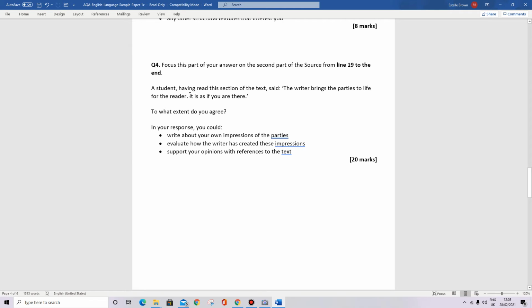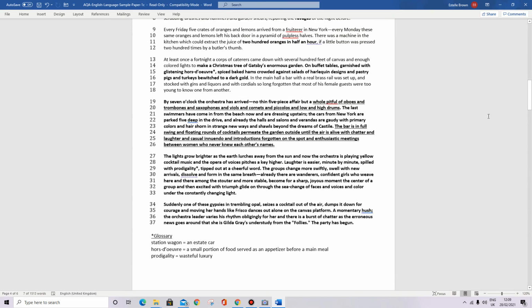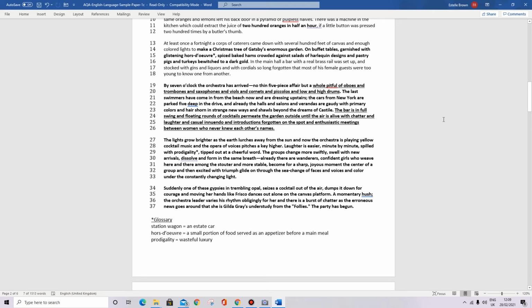So it brings the parties to life. It is as if you are there. Okay, so if you were there, you wouldn't just be able to see, you'd be able to hear, you'd be able to smell, and the atmosphere would be apparent to you, and any details that give you that sensory input, so what you'd be able to see, hear, smell, feel, taste, all of those are going to be relevant to the writer making you feel like you're there, all right?